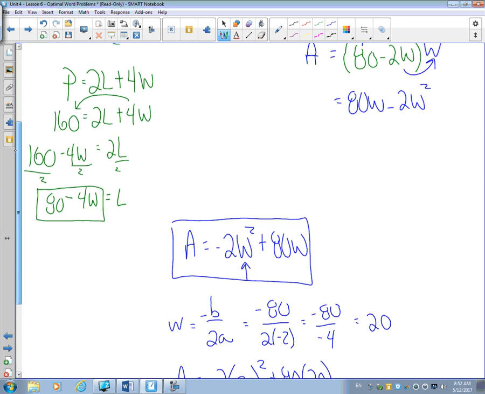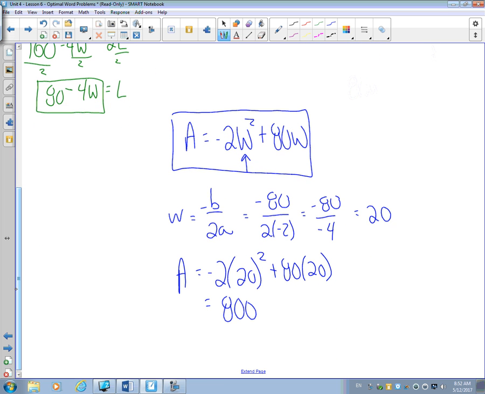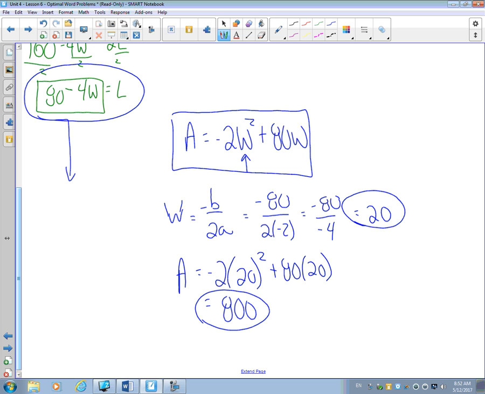If I go back to the question for a second, just to point out, the question said, what are the dimensions that give the maximum area? And what is the area? Well, the area I can see is 800. The W, the width, is 20. So the only thing I'm really missing is the length. But the good news is I have an equation for length right here based on how wide the thing is. I know how wide it is. It's supposed to be 20. So I can plug that in.